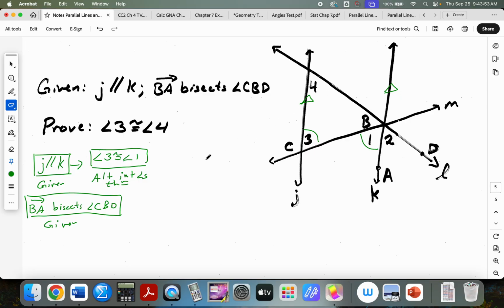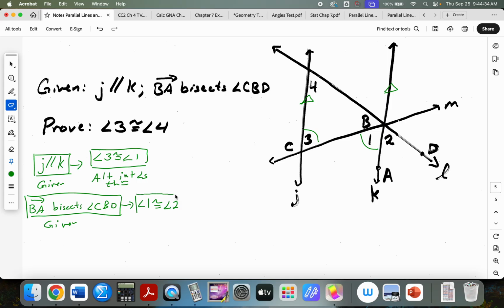All right, well, I'd like to replace angle 1 with angle 4, but 1 and 4 aren't any kind of angles. They're not on the same transversal, so they're not anything. You can do 1 and 2. All right, well, what about 1 and 2? They're congruent because BA bisects angle CBD. So that would be angle 1 is congruent to angle 2.